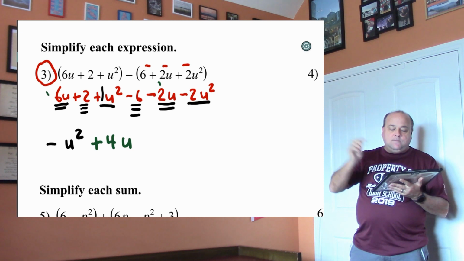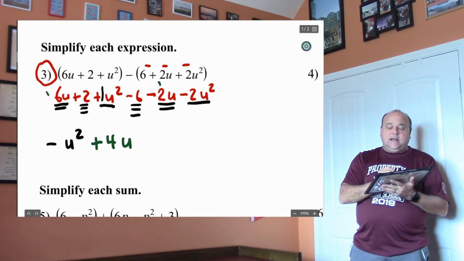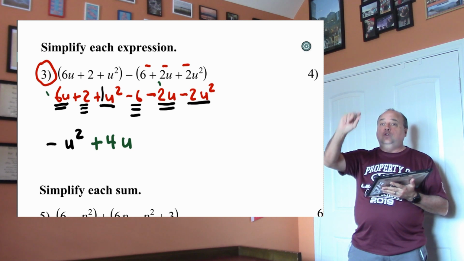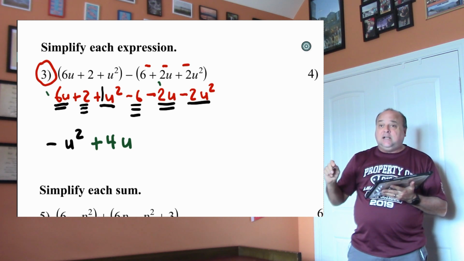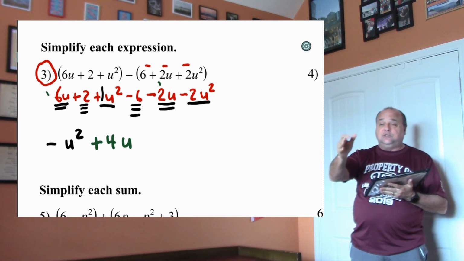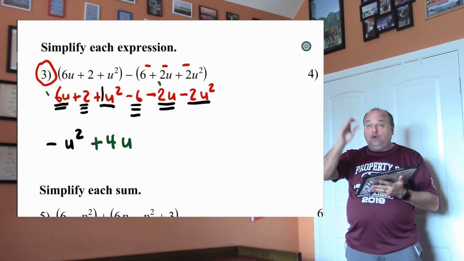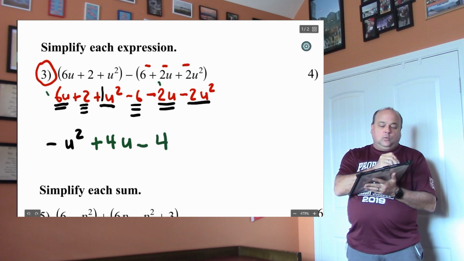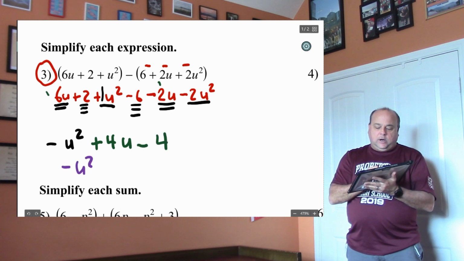And then the last one, I have a positive 2 and a negative 6, right? I have more 6's than I do 2, so 2 minus 6 is not a positive, is it? You got to go back to 6th grade when you do integers. 2 minus 6 is going to be a negative 4. So my answer will be negative u squared plus 4u minus 4.